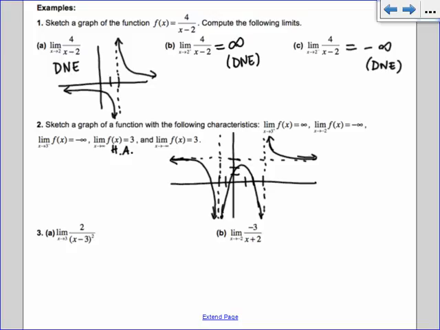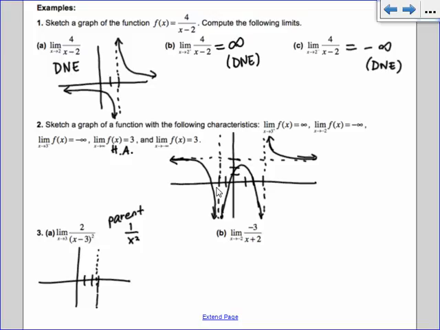All right, and the last couple. It says limit as x goes to 3 of 2 over (x minus 3) squared. We talked about 1 over x squared. We just did that one. That's the parent for this one. So can you tell what it looks like now? It's going to look like 1 over x squared, except where's the vertical asymptote? 3, right? So it's going to be shifted.